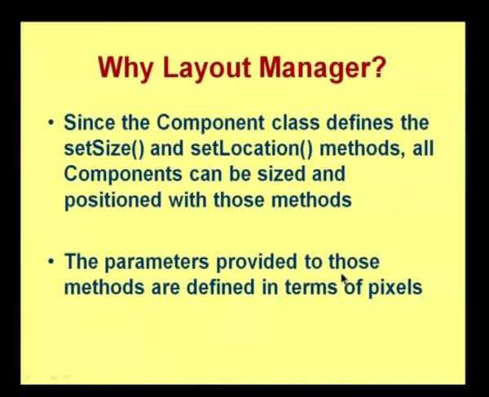So in my screen, in my console, I can place my components wherever I like. I have a component, and I have a container on which I am trying to place the component. In that case, I can set the size of the particular component and the location of the component using these methods. The parameters provided to those methods are defined in terms of pixels. So whenever I give some value, say 20, it means the value is in pixels. It's not a normal character value. So this is the pixel value.